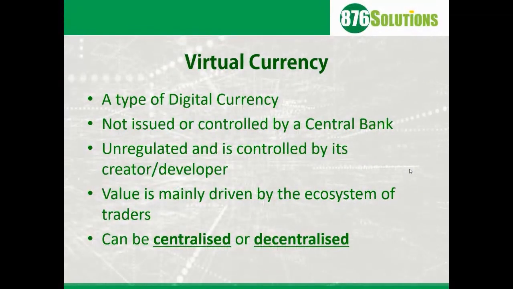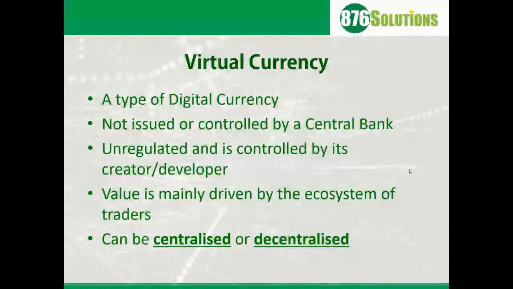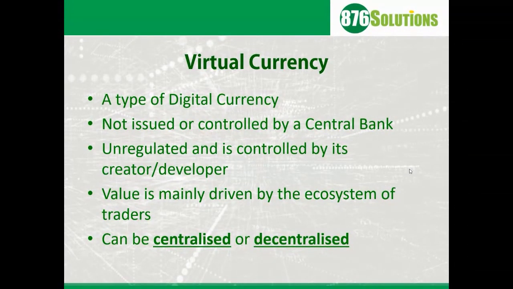Virtual currency is now slightly different. Virtual currency is a type of digital currency. It is not issued by a central bank, right? Which is the main difference between a virtual currency and a central bank digital currency. A virtual currency is not controlled or issued by a central bank. It is controlled and issued by private entities. It is not regulated. It is controlled by the people who create it.